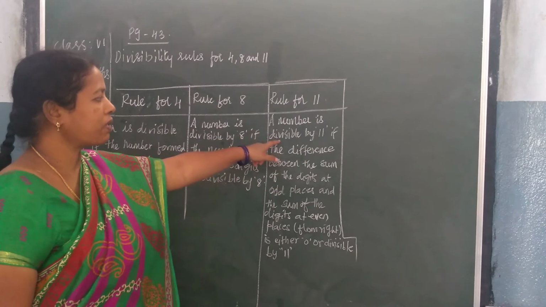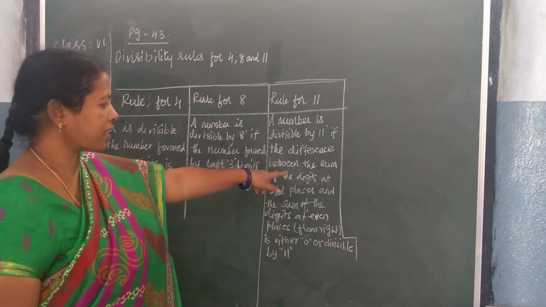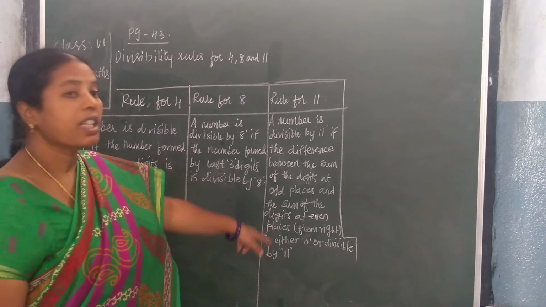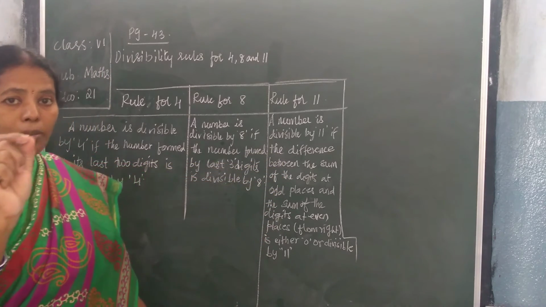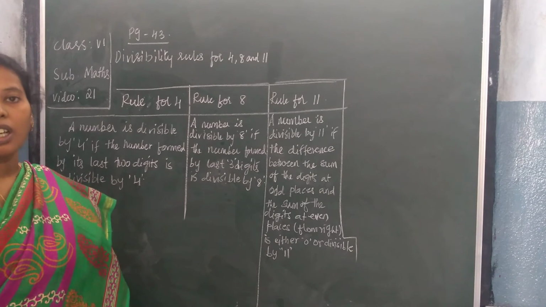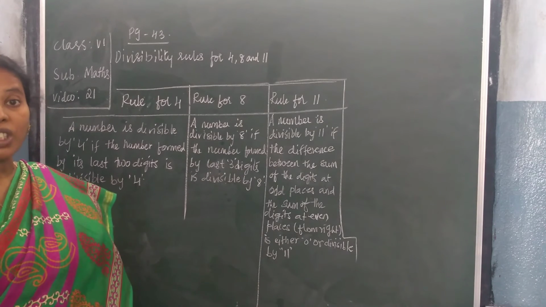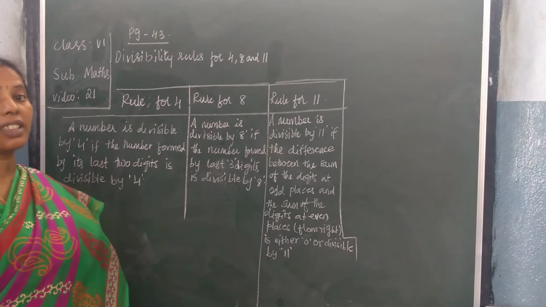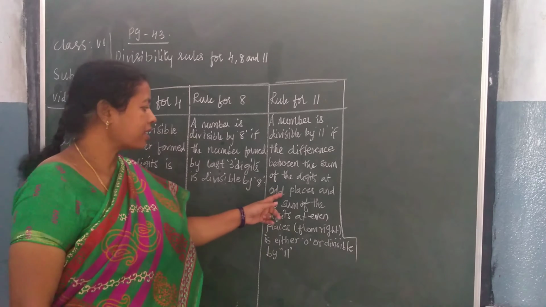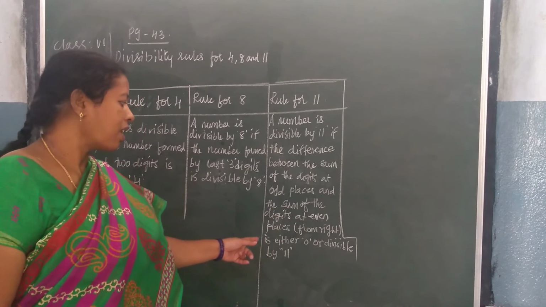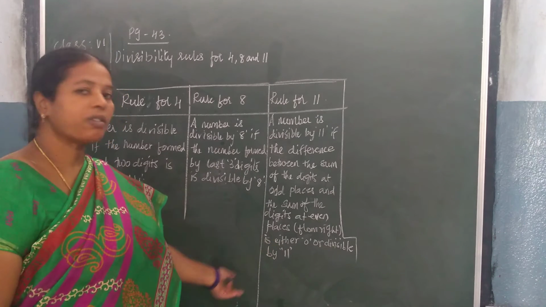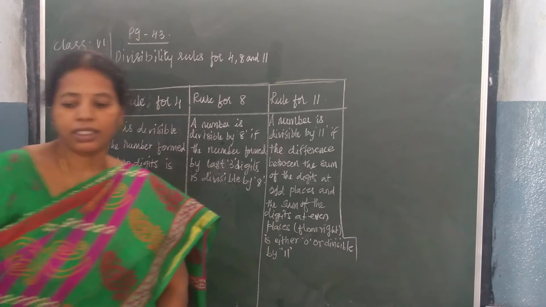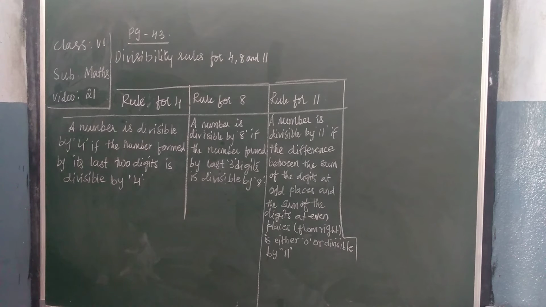A number is said to be divisible by 11 if the difference between the sum of the digits at odd places, not the sum of the odd digits, the sum of the digits at odd places, that is the condition, children, and the sum of the digits at even places from the right side is either 0 or divisible by 11. That is the condition, children. So once I show you an example, it will be very clear.